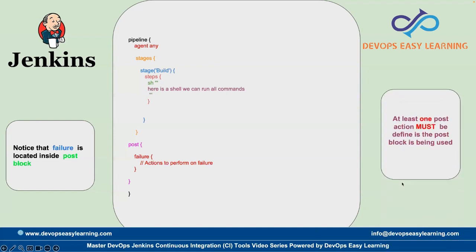Now, at least one post action must be defined. If you decide to use post, you need to define at least one post item or action. You need to define at least one post item.